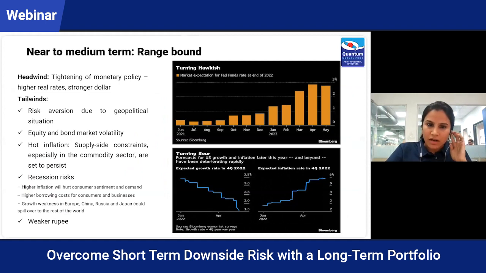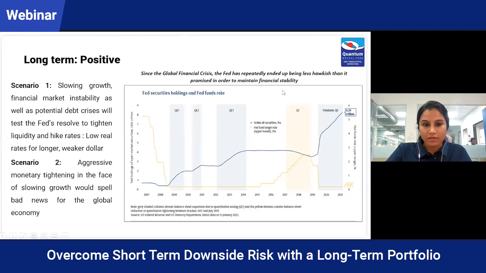Coming to the next slide, let's talk about the other macroeconomic factors that are influencing gold prices right now. So gold prices have been moving up and down in a range for some time now. On the one hand, we have a hawkish monetary policy the world over, led by the Fed. This has resulted in higher interest rates and a stronger dollar, which are both negative for gold. But on the other hand, we also have a few tailwinds.